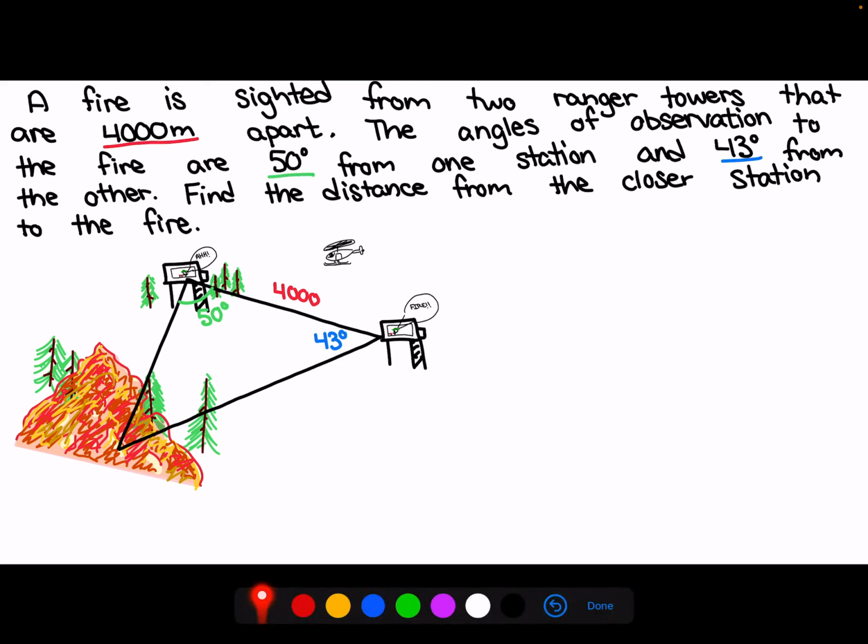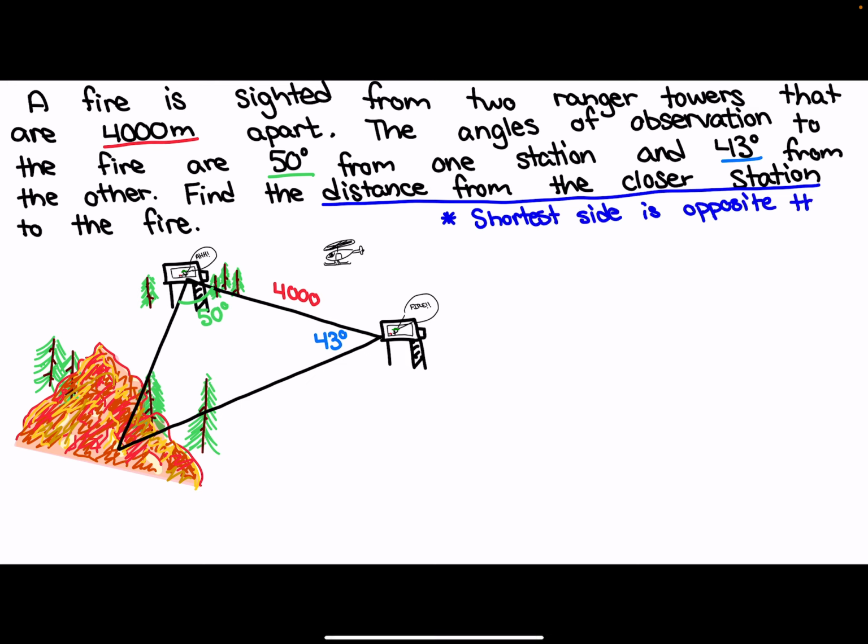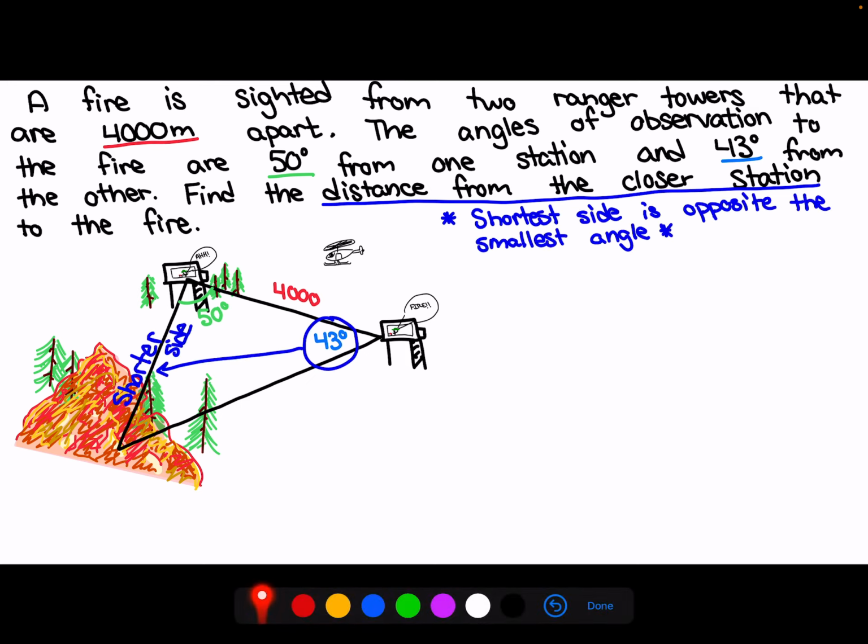Now we're looking for the distance from the closer station to the fire. So to find the closer station, I need to look at the angles. The shorter side is always opposite the smaller angle, and the smallest side is opposite the smallest angle. So my smallest angle here is 43 degrees. Since my smallest angle is 43 degrees, that means that my shorter side is right over here. So that's the side that we're going to try and solve for. We're going to go ahead and call that A, little a.